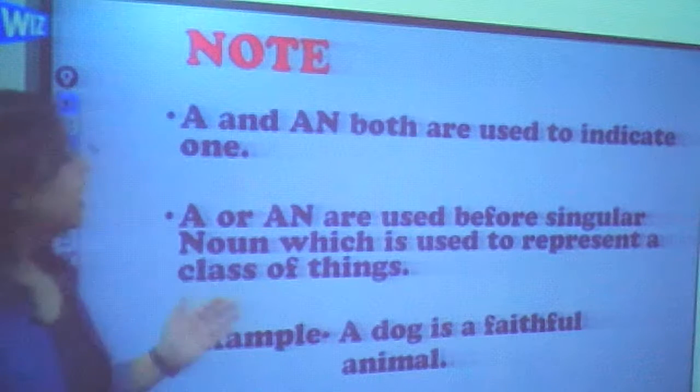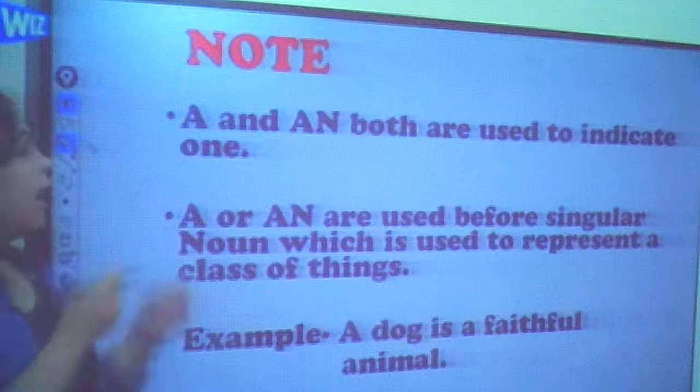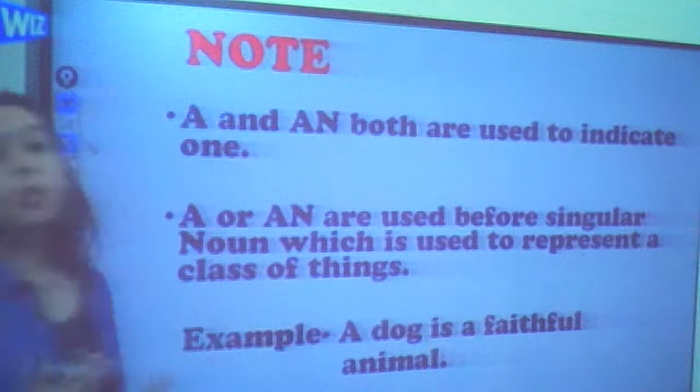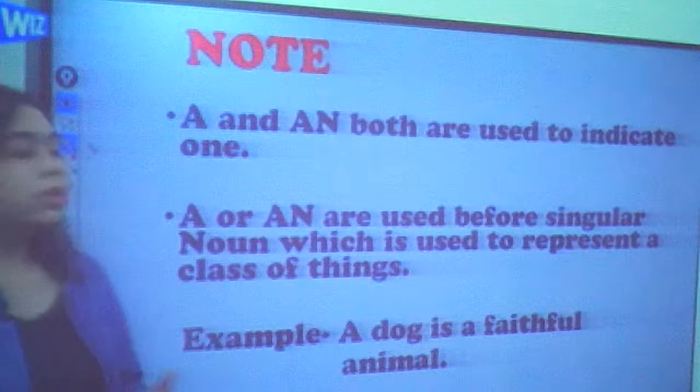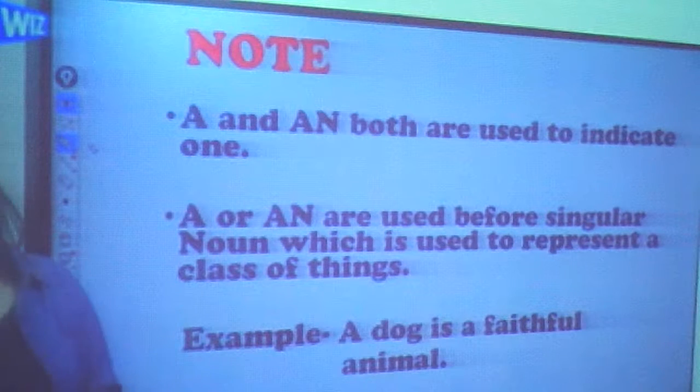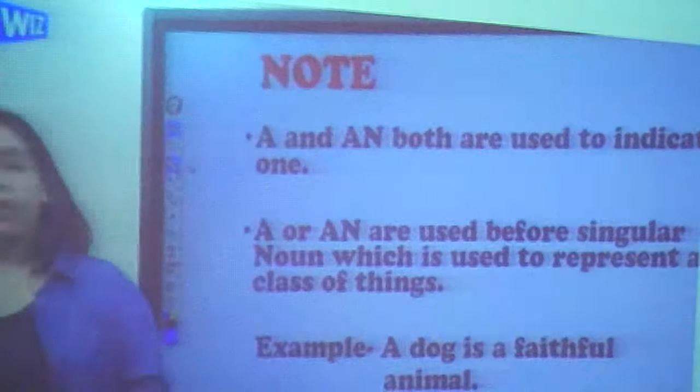There are some things that you need to note about a and an, both of them. The articles a and an are both used to indicate one: a book, a pen, an orange. You will see that these are always used for singular objects, like one thing.